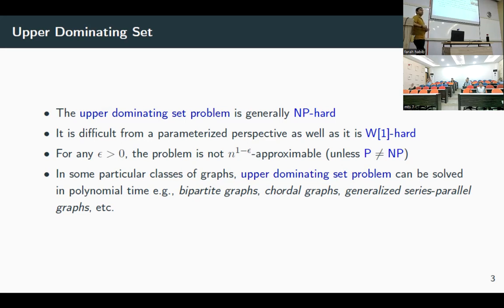So this is usually a common thing with hard problems, that many hard problems come in this fashion, that unless P equals NP, finding a good approximation is also hard. So in this case, what do we mean by approximation of upper dominating set?